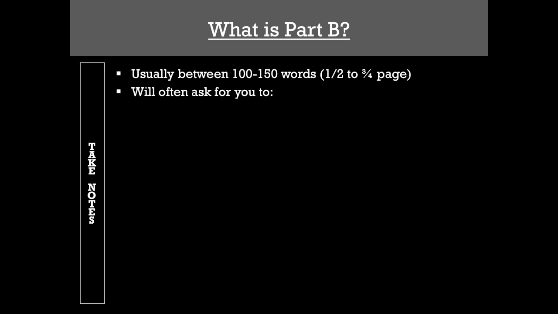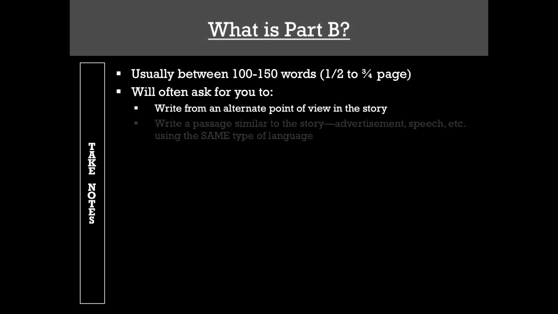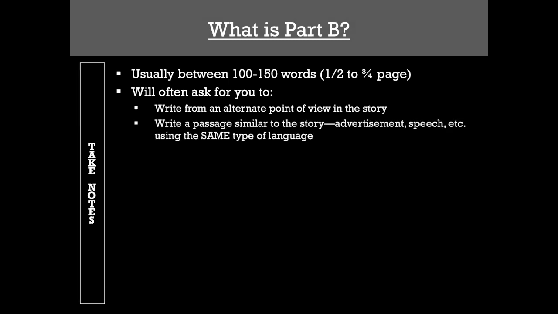It's going to ask you to write, usually, from an alternate point of view in the story, or it'll ask you to write a passage similar to the story and change the formatting around. So you can do an advertisement, or you can make a speech based off of another speech, or if it's a fictional story that is highly descriptive, it'll ask you to do the same thing, but maybe change the location. The key, though, is using the same type of language, like it says right here.